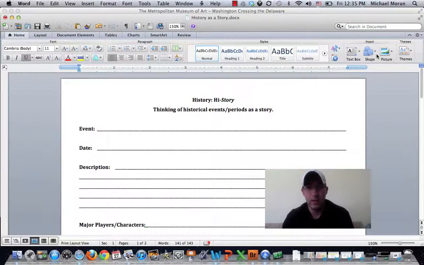I've created this form to help us think about historical events as we go through the course in world history, thinking about them as stories themselves. I think we can remember stories easier than just random facts, and so if we can build these facts and people into stories themselves, we'll have a better job of remembering everything that we cover.